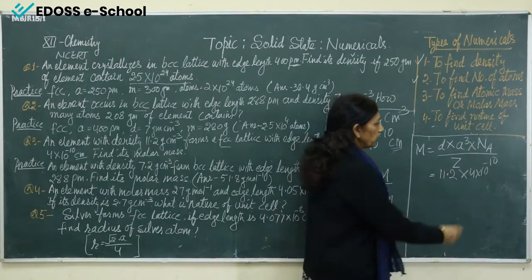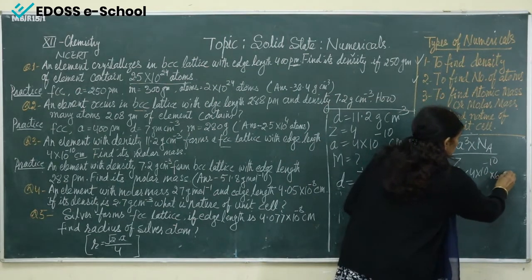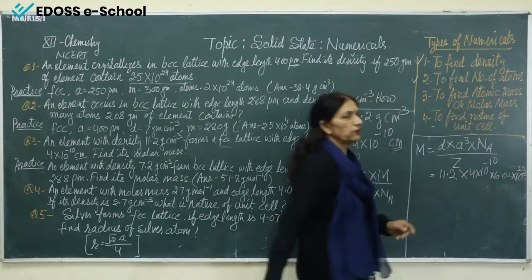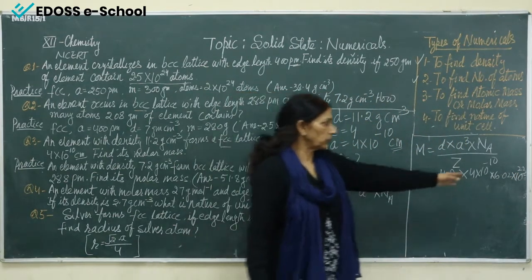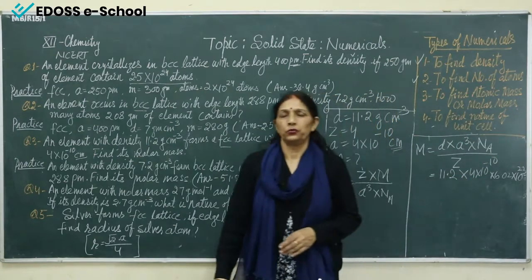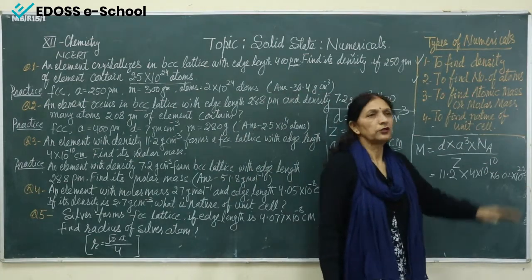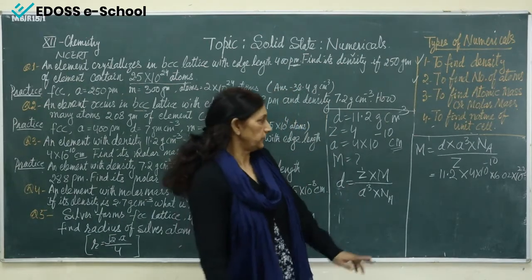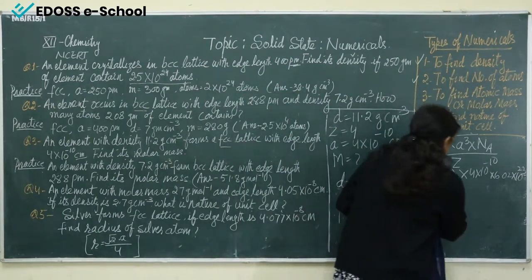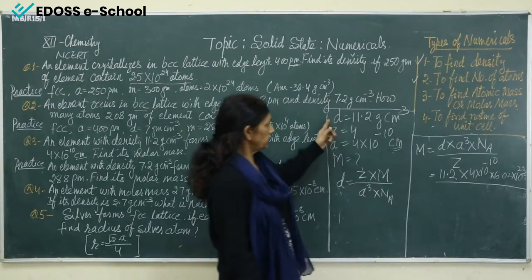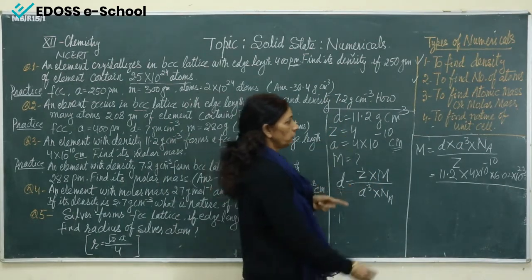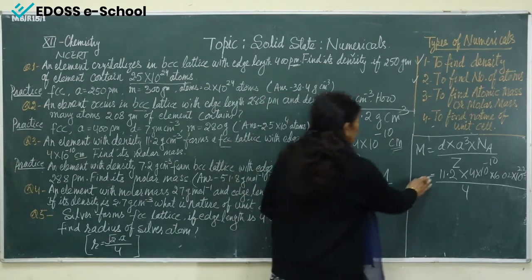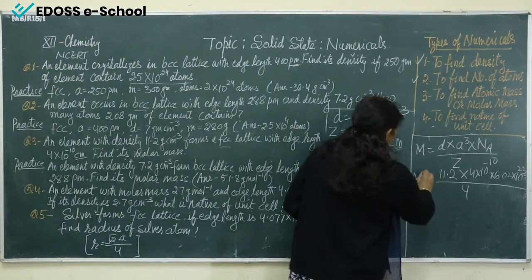Okay, and Avogadro number we know 6.02 into 10 raised to power 23. When we are doing calculation there is no need to take 6.022. We can take 6.02 also, so it will make your calculations easier. And upon Z we know this is equal to 4, so we will put here 4. And after calculation we will get the value of M.